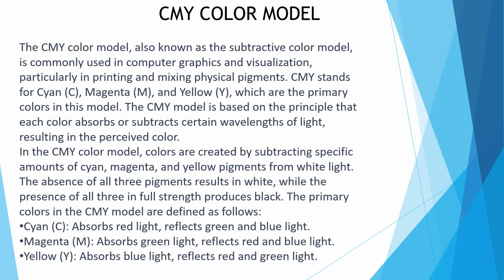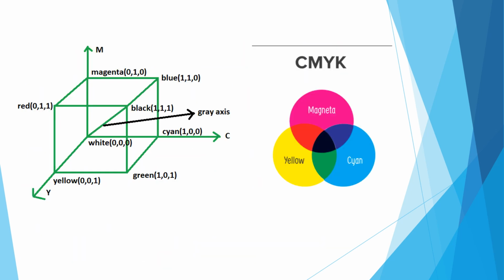The primary colors in the CMY color model are defined as follows: cyan, magenta, and yellow. Cyan absorbs red light and reflects green and blue light, whereas magenta absorbs green light and reflects red and blue light. Yellow absorbs blue light and reflects red and green light. This is the representation of the CMY color model we can see here in the below given figure.